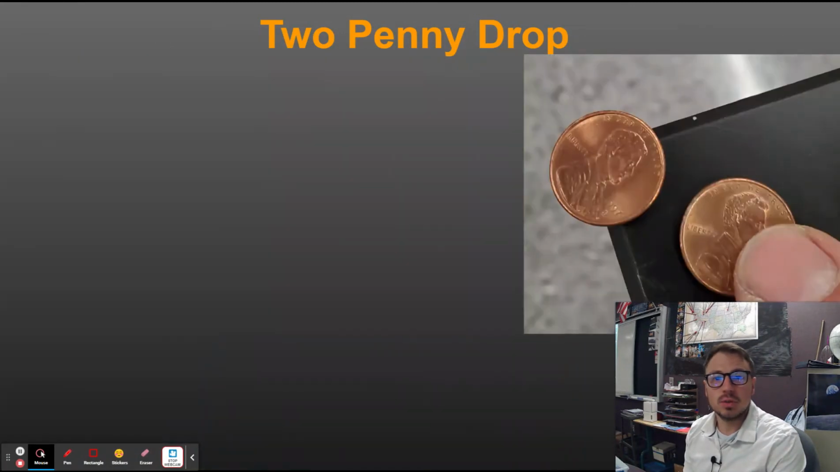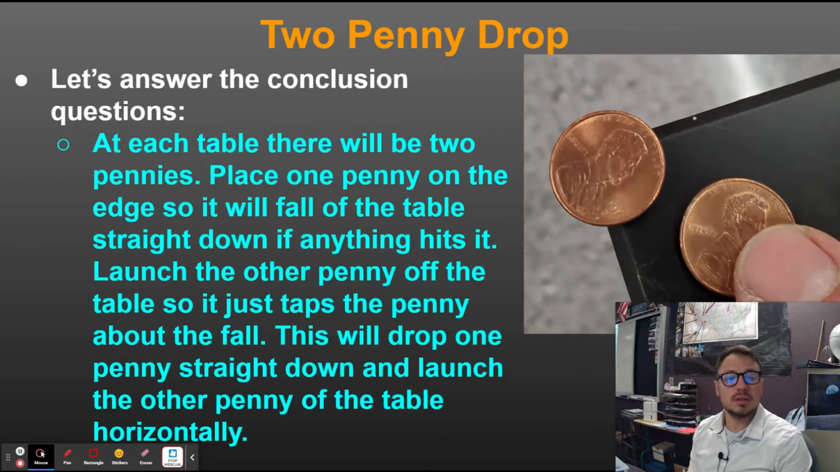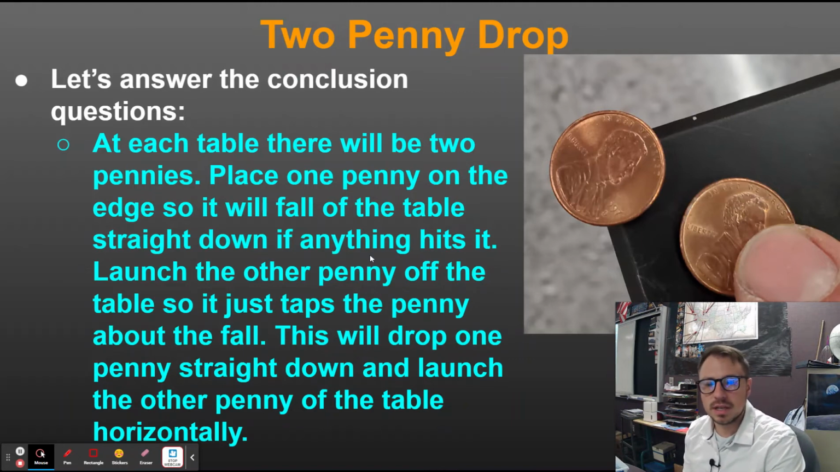two-penny drop. In this lab, there are two pennies, right? One penny is placed just on the edge, so it will fall off the table straight down if anything hits it. You can see that one is just barely placed on it. Then the other one is launched, not directly into it, but off the table, so it just taps that one that's balancing. The idea behind this is that the penny will fall straight down at the same time that the first penny launches, and you should be able to listen, if there's a hard floor underneath, for which one will hit first.